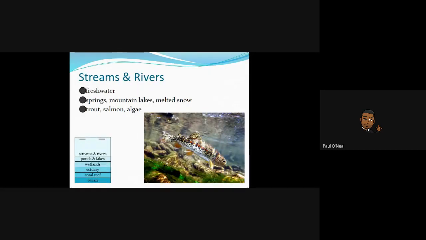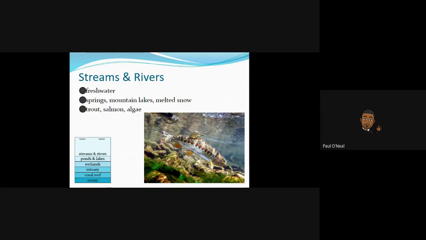So here is a good area for you to write this stuff down, okay? Again, a great thing about the flip book is you can draw a picture that can help you remember and understand what is part of the stream and river, okay? It's a freshwater source from springs, mountain lakes, melted snow, and some life that is in it are trout, salmon, algae, fungi, right? So please, of course, pause the video so you can write this stuff down.